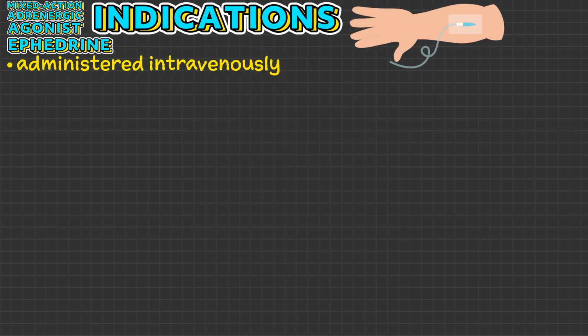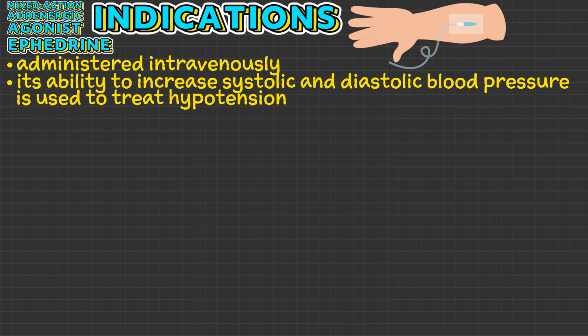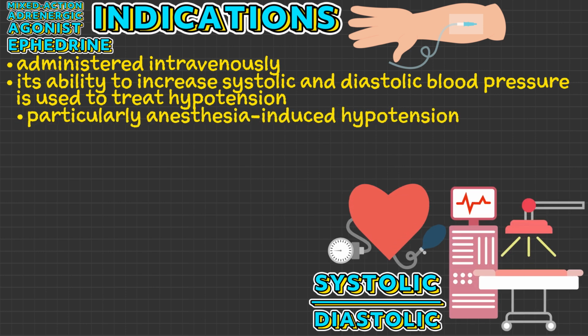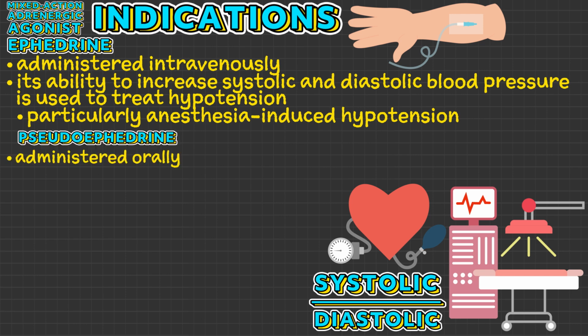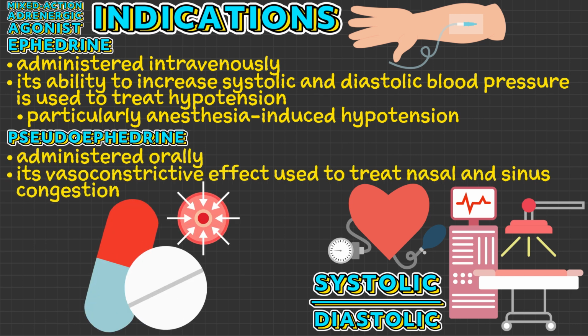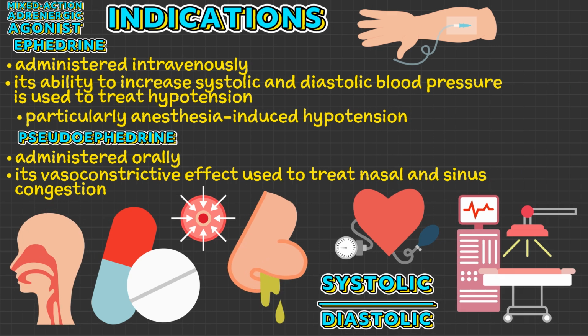Ephedrine is administered intravenously, and its ability to increase systolic and diastolic blood pressure is used to treat hypotension, in particular anesthesia-induced hypotension, whereas pseudoephedrine is administered orally, and its vasoconstrictive effect is used to treat nasal and sinus congestion.